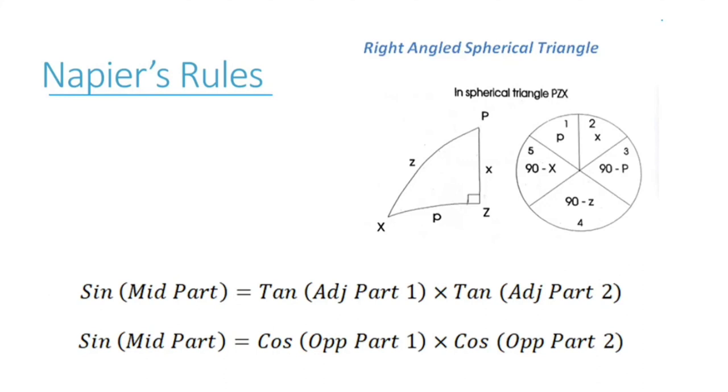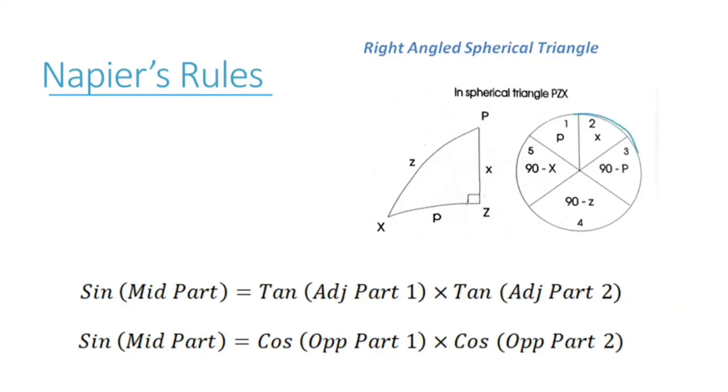So if we apply the Napier's rule, it makes solving the spherical triangle very, very easy. Other than the 90-degree part, you need to know any two parts of the triangle and the entire triangle can be solved. Now, how do we apply this? For applying this, we have to make a diagram.